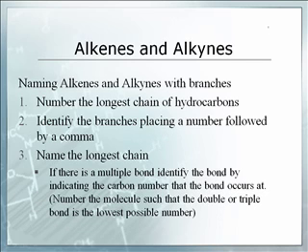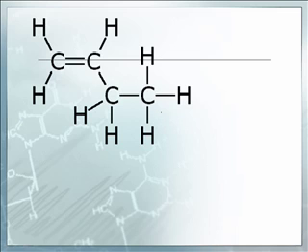When you name an alkene, you basically follow the same set of rules, except we also need to number where the double bond or the triple bond is, and indicate what number it's on. Instead of an -ane ending, we use the -ene ending or the -yne ending. Let's do a few.